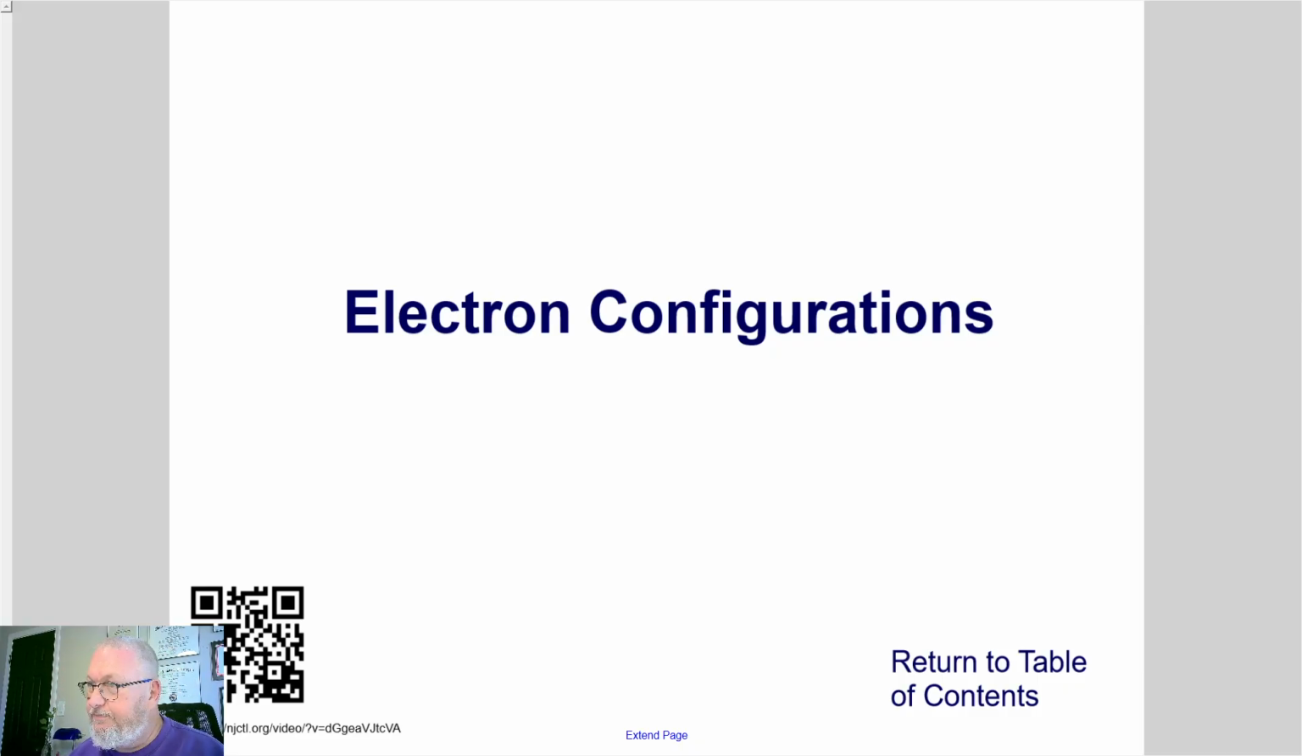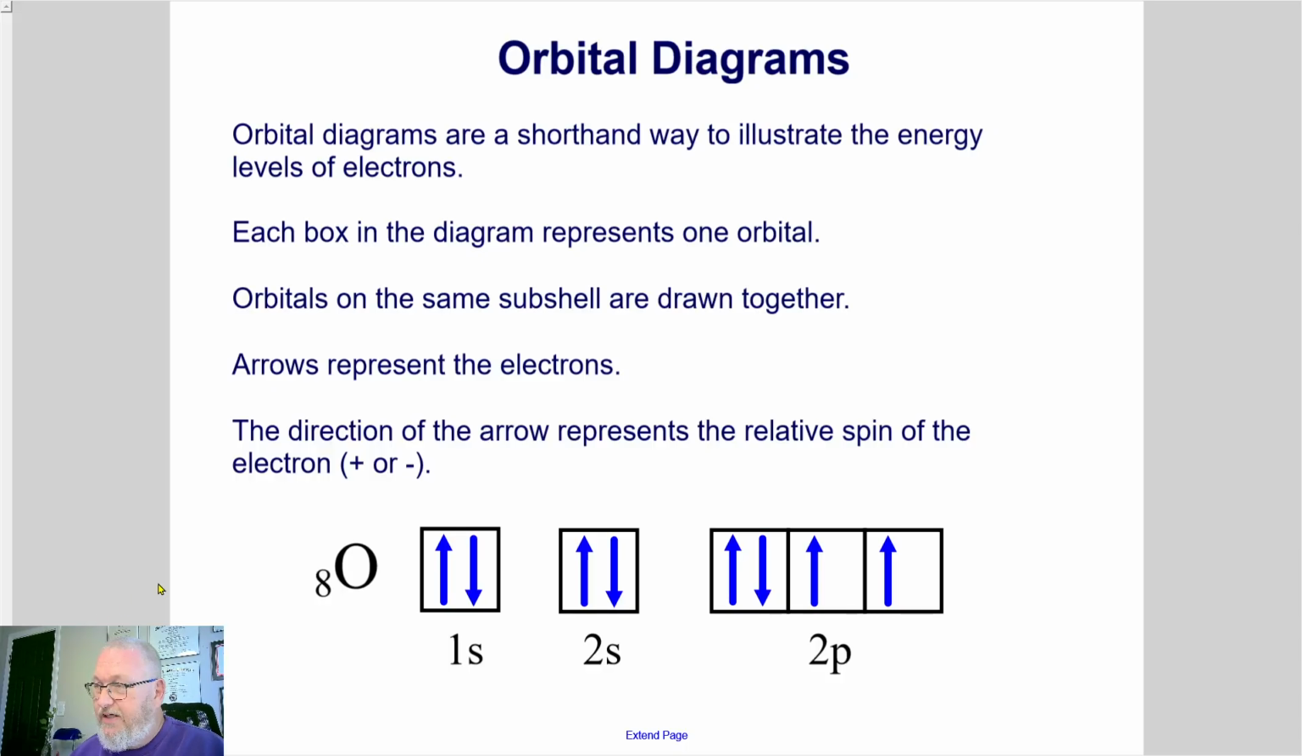We're going to be talking about electron configurations here in Unit 2. So what are these things? Well, we're going to start talking about some orbital diagrams. These are how the electrons line up in an atom.